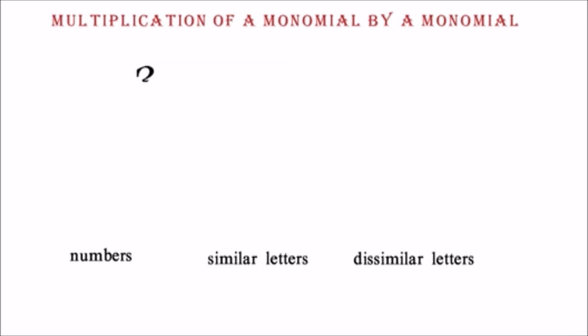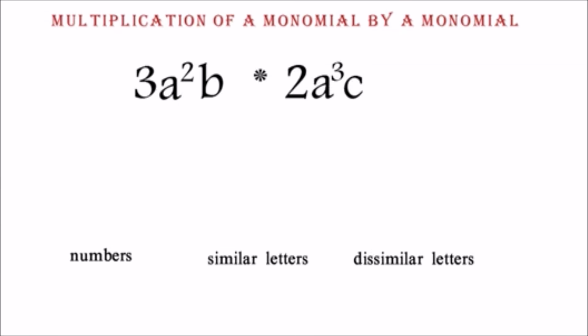Multiplication of a monomial by monomial. Most multiplication requires all 3. You will multiply the numbers, multiply similar letters, and finally multiply dissimilar letters. Example, multiply 3a squared b times 2a cubed c.